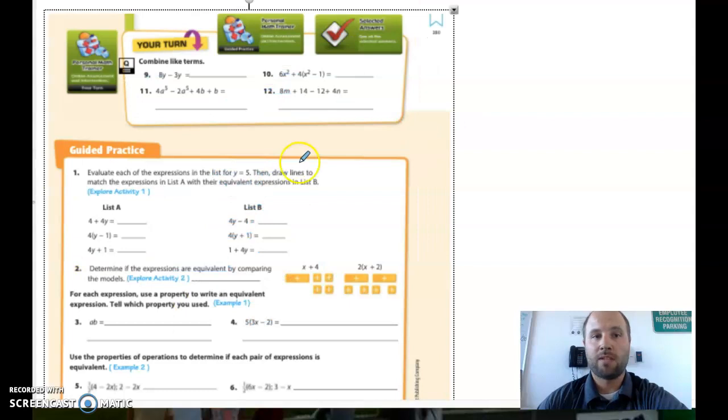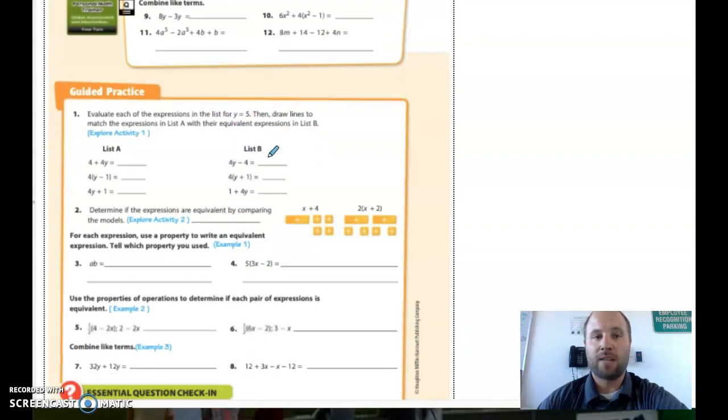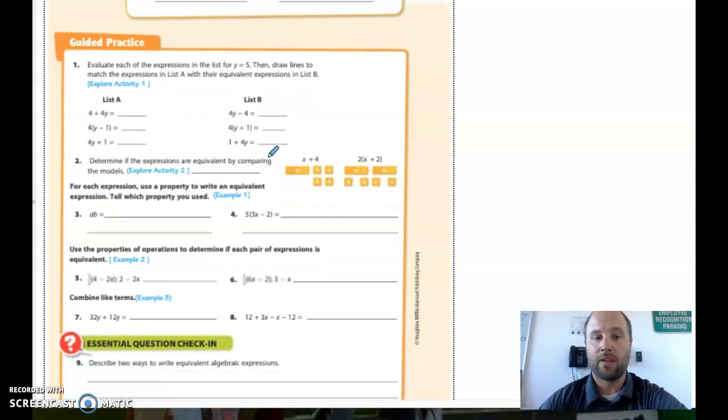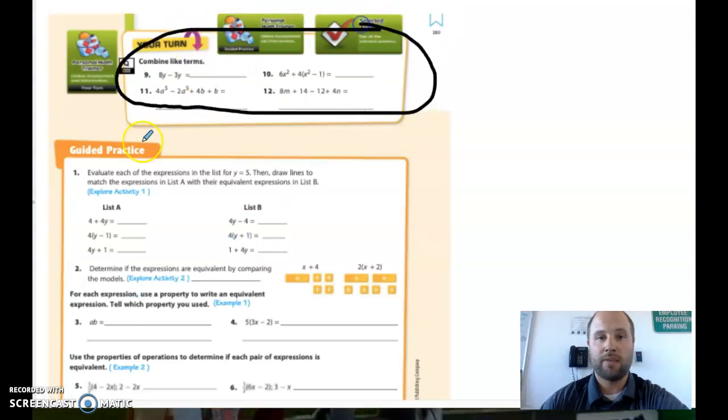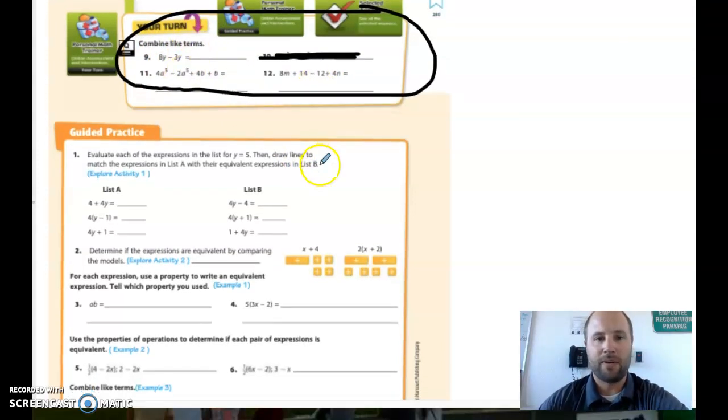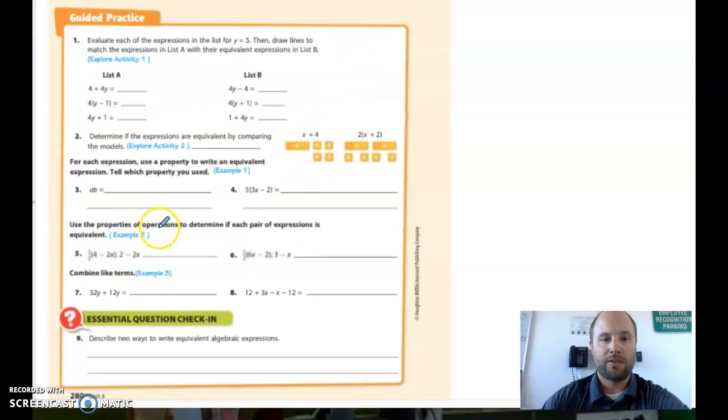We did 2 quick ones, so let's go to the guided practice. You've got some things to do, so I'm going to walk you through what I want you to do. I do not want you to do all these things. I do want you to do 8, 9, 11, and 12 up here. Then down here, you're going to do 7 and 8. That's it on this one.